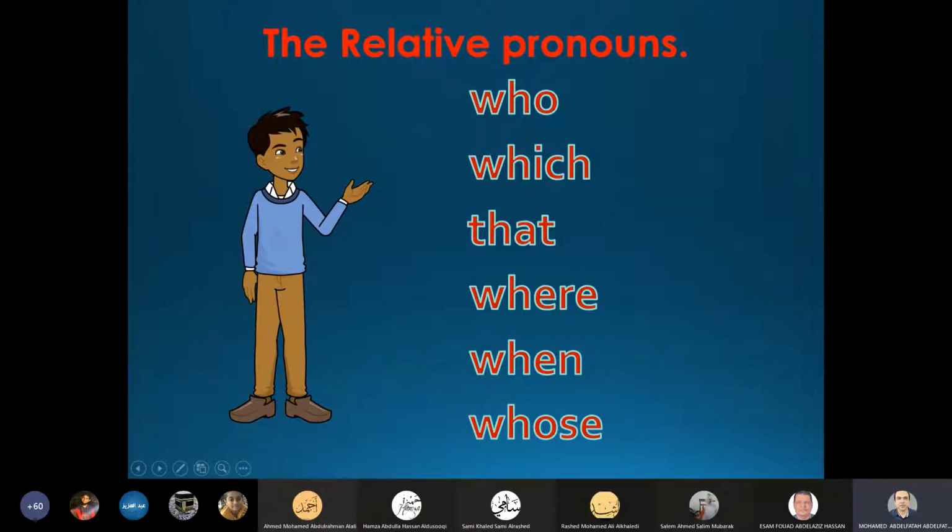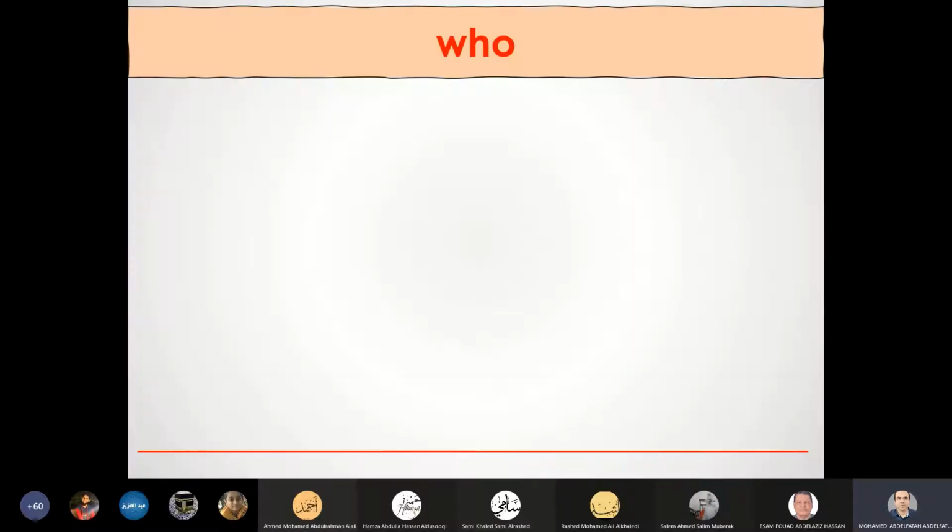Okay, so students, listen again. I am going to read the relative pronouns to you. The first relative pronoun is who, then which, that, where, when, and at the end the relative pronoun whose. So now students, let's learn more about the relative pronouns, and let's start with the relative pronoun who. Look here, I have got an example.